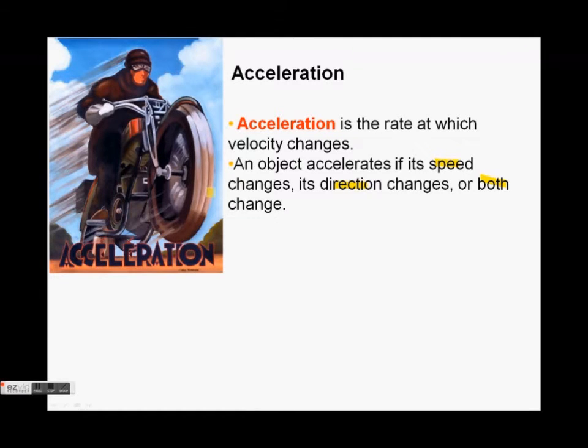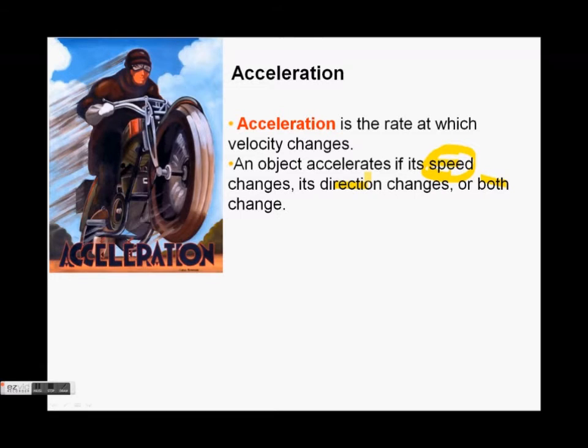So let's say you're in a car, you're cruising down the highway at 60 miles per hour, and you step on the accelerator. The car gets faster. Did you just accelerate? Yes, your speed changed. What if you're going down the highway at 60 miles per hour, but now you step on the brake? Did you just accelerate? Well, yes, because your speed changed. That's where it's a little bit different than your normal everyday understanding. So you step on the brake, you did accelerate.